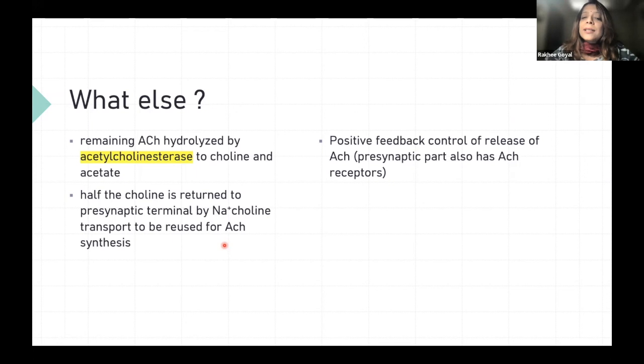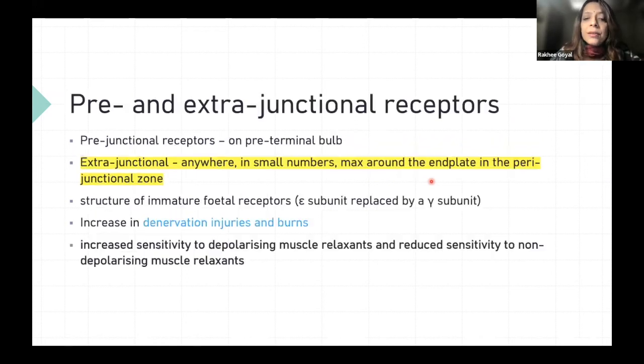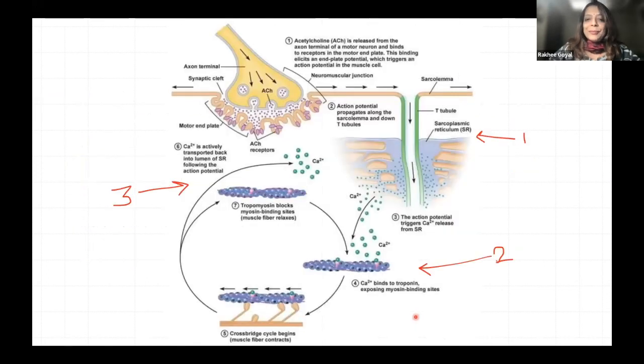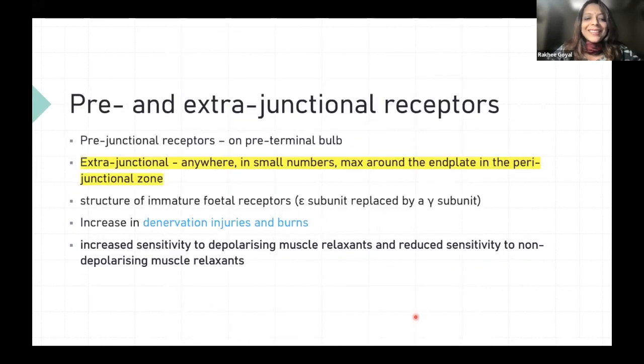Now, besides that, there is a positive feedback control of the release of acetylcholine in the presynaptic part, which, by the way, also has some presynaptic acetylcholine receptors. I'll show that in the figure. So there are pre and extrajunctional acetylcholine receptors besides the nicotinic acetylcholine receptors. I'll show it in the figure. It's much easier. I'll show it in a while.